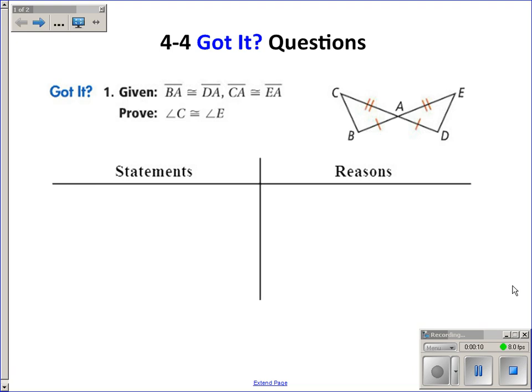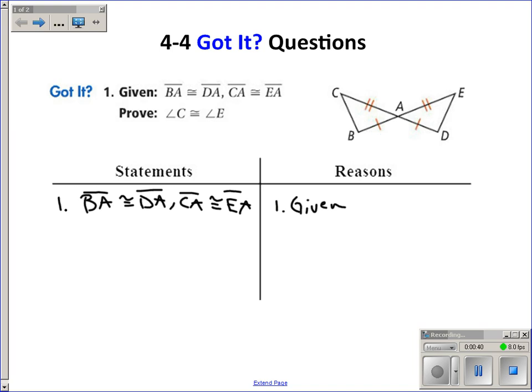Again, we're doing a proof, which is something you need to be able to do in this section, in this chapter. And I'll start with my given, that BA is congruent to DA, and CA is congruent to EA. Now, they've actually drawn that into the picture for us, which is nice. Okay, now our goal is to prove that angle C is congruent to angle E. Okay, now there's no way we can tell that just from the picture.